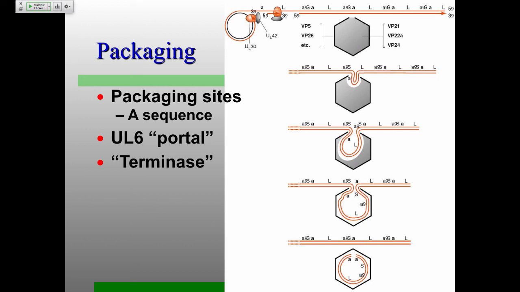They have very clear similarities to portal proteins and terminase proteins, which again leads me to believe that it's probably much more like the lambda packaging machinery. You've got this one big long linear piece. You take one copy of the genome, you put it into a nucleocapsid, get the next copy of the genome, put it in the next nucleocapsid, and so on and so forth.